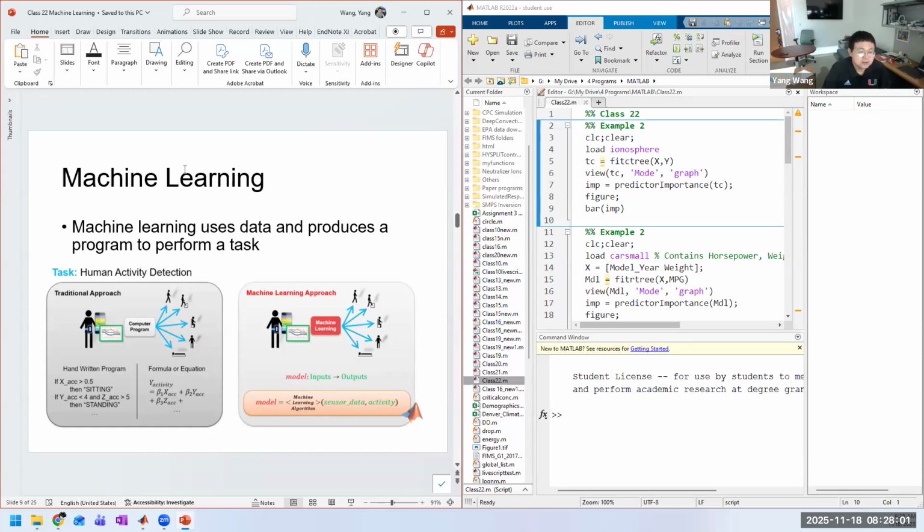So the task that's shown here is human activity detection. For example, if you wear an Apple Watch or some other watch, for example from Samsung or other different types of devices, you can see that based on your movement, your activity, it can tell you, or it will ask you whether you are running, whether you are doing indoor exercise, whether you're riding a bicycle, whether you're sleeping, monitor your sleep quality, and so on, right?